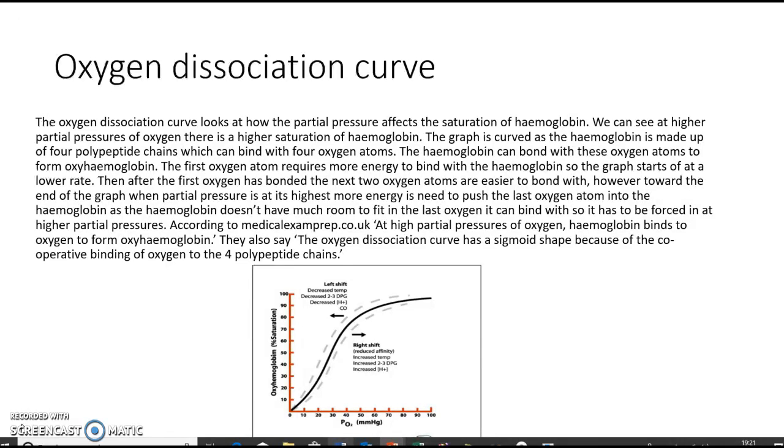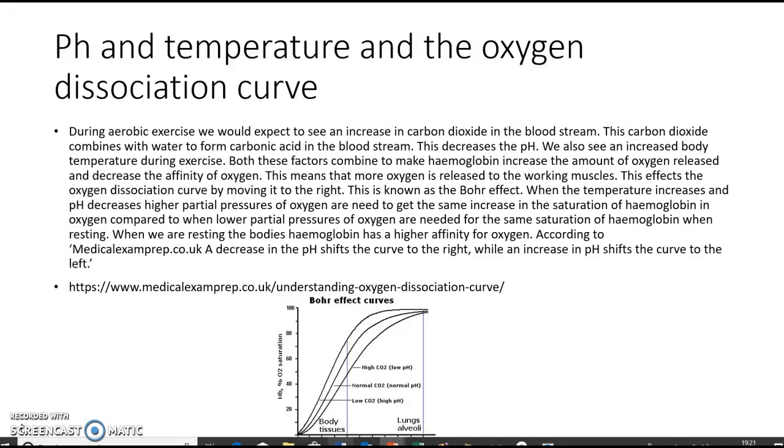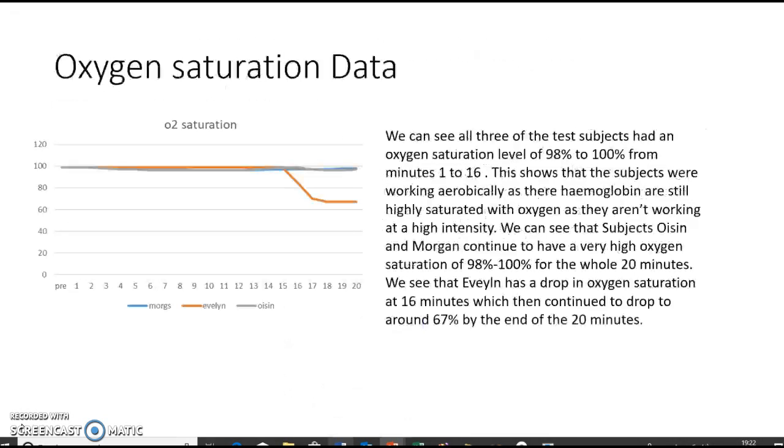According to medical exam prep, the oxygen dissociation curve has a sigmoid shape because of the cooperative binding of oxygen to the 4 polypeptide chains. Then pH and temperature: increased carbon dioxide in the bloodstream when exercising causes a decrease in pH, and there's also an increase in the body's temperature. These factors combined to increase the amount of oxygen released by hemoglobin to the working muscles, and this makes the curve move to the right, and it's known as the Bohr effect.